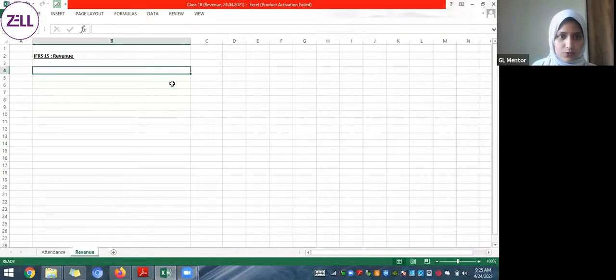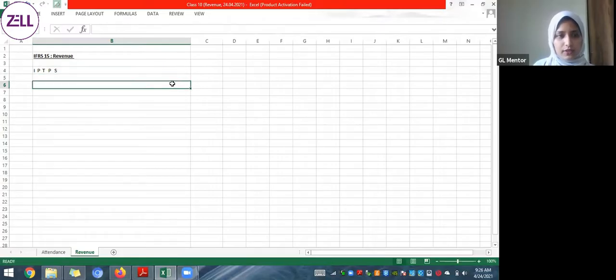Now what's the strict approach? When can you recognize revenue? You can't instantly recognize revenue. There are steps that have to be fulfilled. So step 1, step 2, step 3, step 4, step 5 are catered for. Then you can record revenue in your PL. So what are these steps now? I, P, T, P, S. It's a mnemonic. This mnemonic makes it very easy to remember everything.